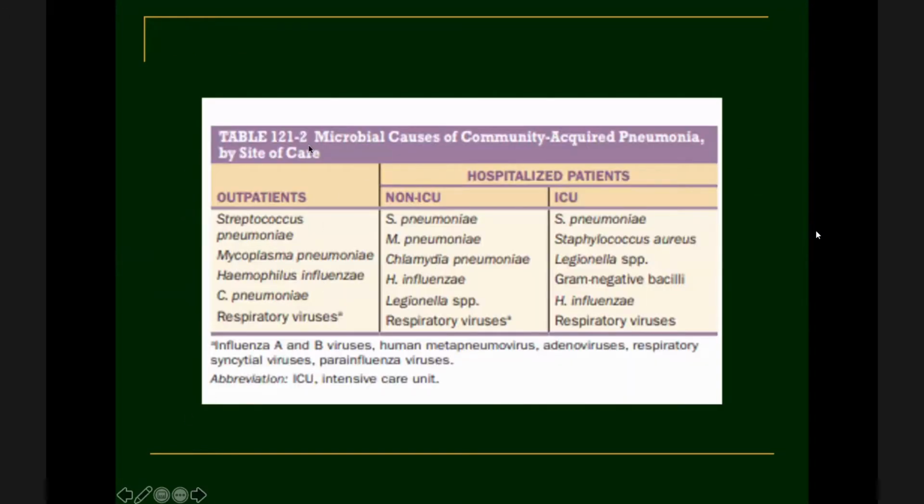We also have to think about community-acquired pneumonia by site of care. Outpatients: most common are Streptococcus pneumoniae, Mycoplasma pneumoniae, H. influenzae, Chlamydia pneumoniae, and respiratory viruses. If the patient is hospitalized in a non-ICU setting, it's mainly Strep pneumoniae, Mycoplasma pneumoniae, Chlamydia, H. influenzae, Legionella, and respiratory viruses. In ICU settings, the most common are Strep pneumoniae, Staphylococcus aureus, Legionella species, gram-negative bacilli, H. influenzae, and respiratory viruses.